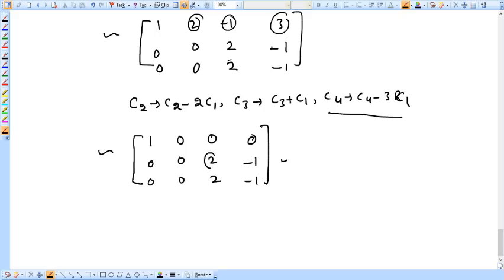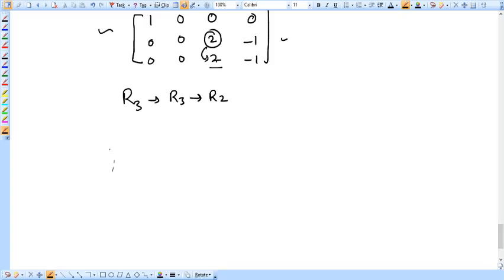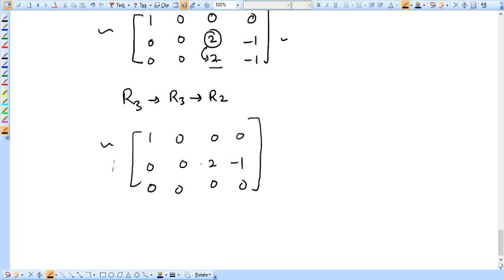Now we are going to use this element to make this 0. If you want to make this element 0, we have to apply the operation on row 3: R3 minus R2. What we get is 1, 0, 0, 0, 2, 1, 0, 0, 2 minus 2 is 0, 1 minus 1. So with the help of this element this could also be made 0.